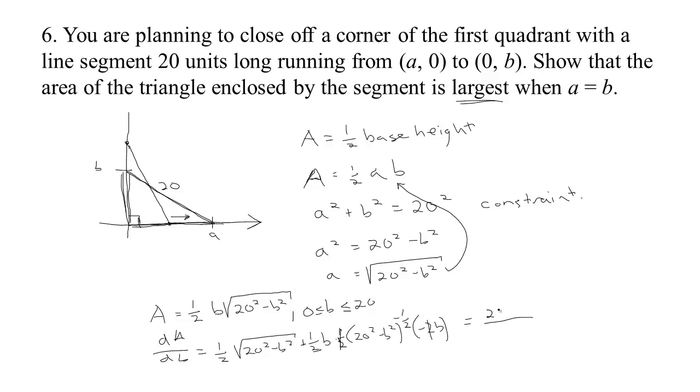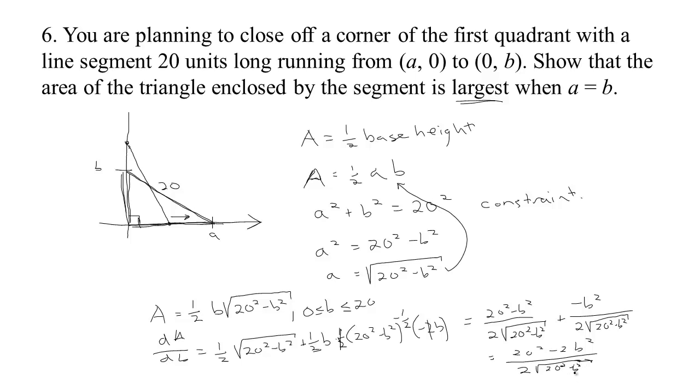So just getting a common denominator, the first term becomes 20 squared minus b squared over 2 times the square root of 20 squared minus b squared, plus the other term here has a minus b squared. It's got b and b, minus b squared over 2 times the square root of 20 squared minus b squared. So put those together and we have 20 squared minus 2b squared over 2 times the square root of 20 squared minus b squared.